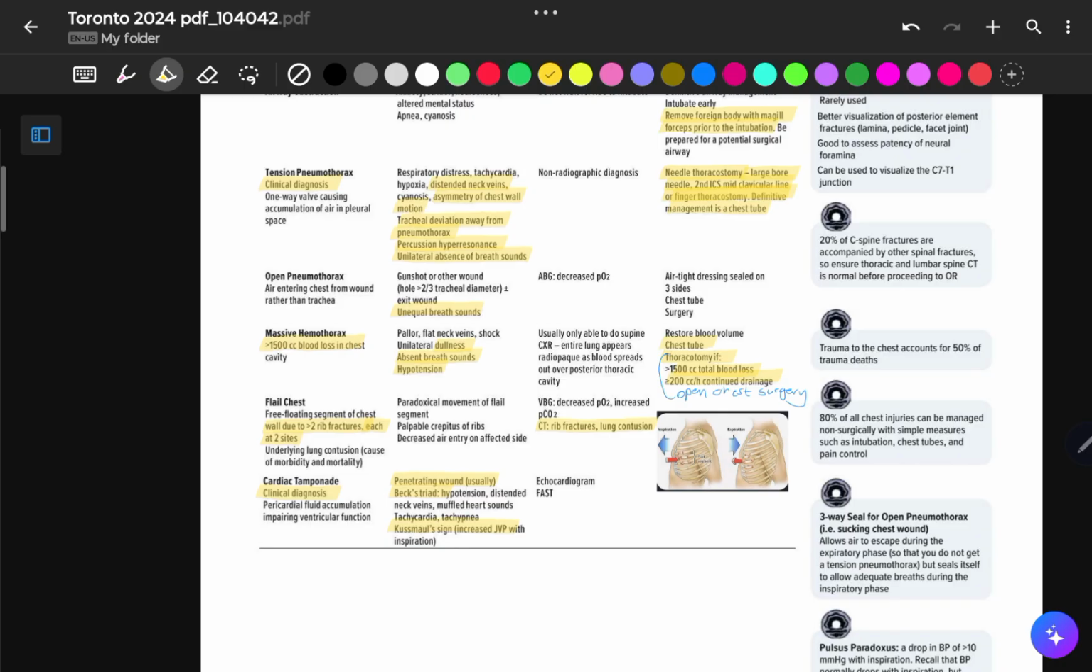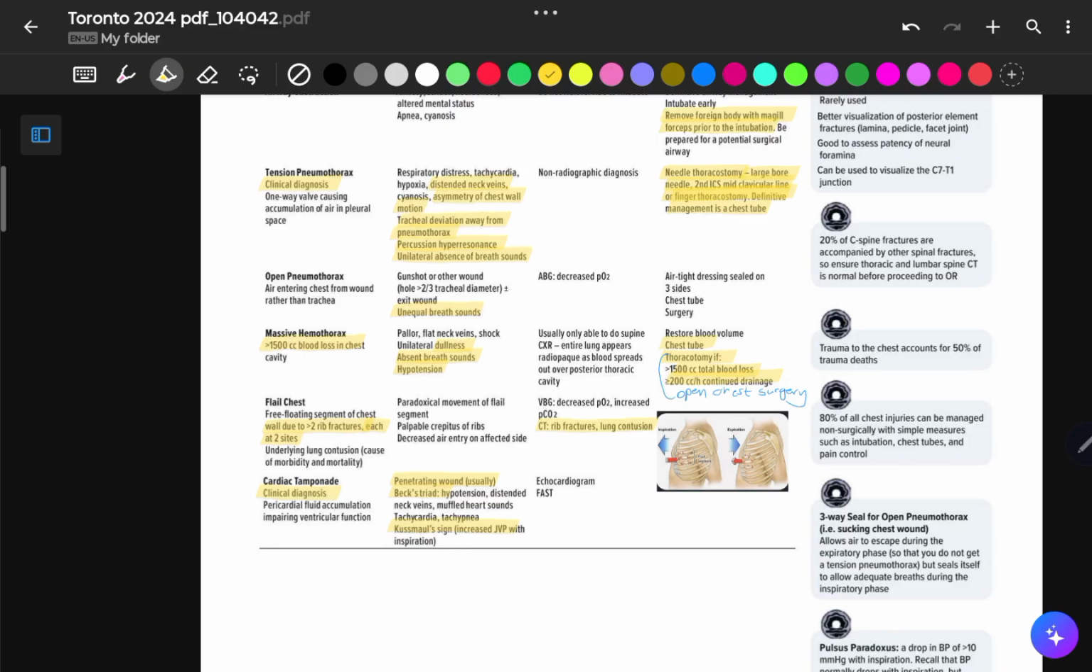So fluid is accumulating in the pericardium, and then the ventricles cannot contract, basically causing cardiac tamponade. Usually it's due to a penetrating wound most of the time, and the patient will present with Beck's triad, which consists of hypotension, distended neck veins, and muffled heart sounds.